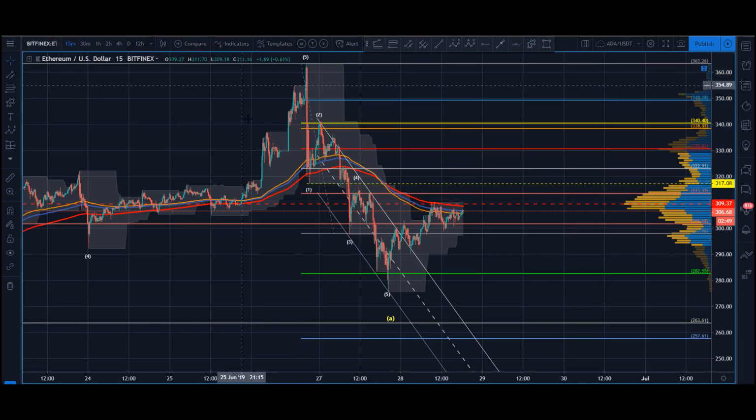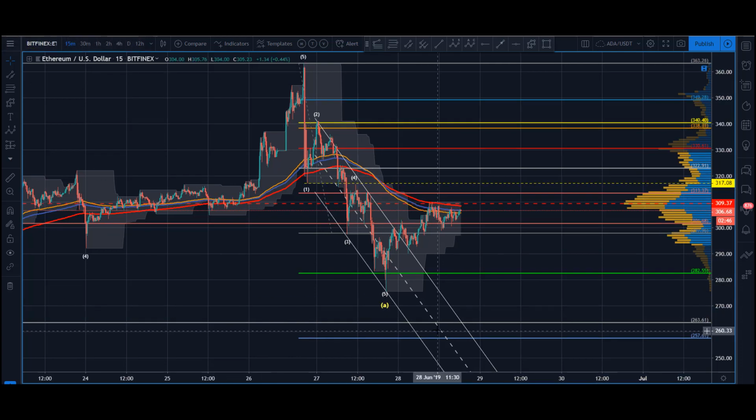We are looking for a deeper correction. So the A is in. Now, what do we got here? Looks like just the start maybe of, come here.